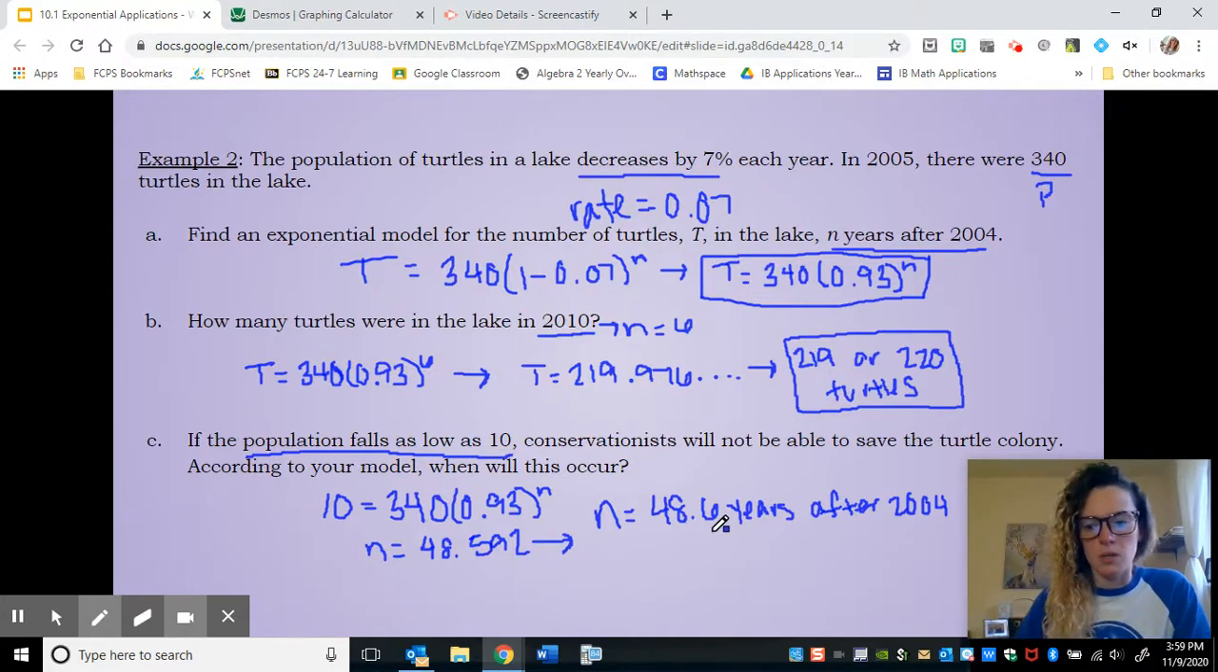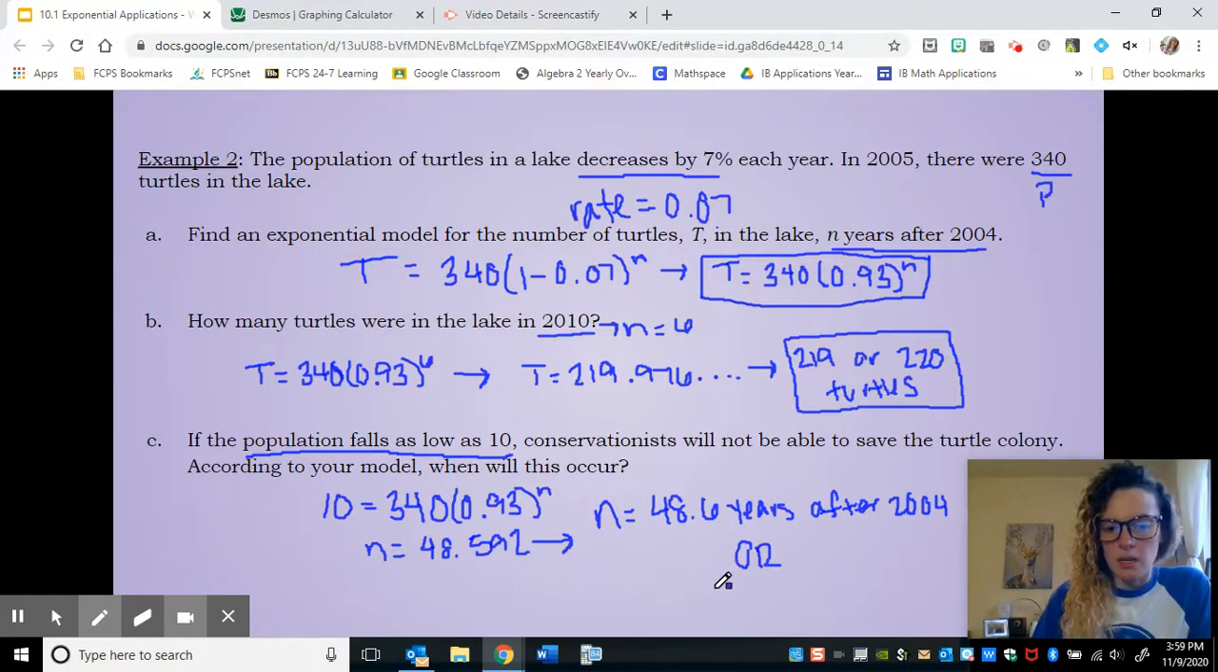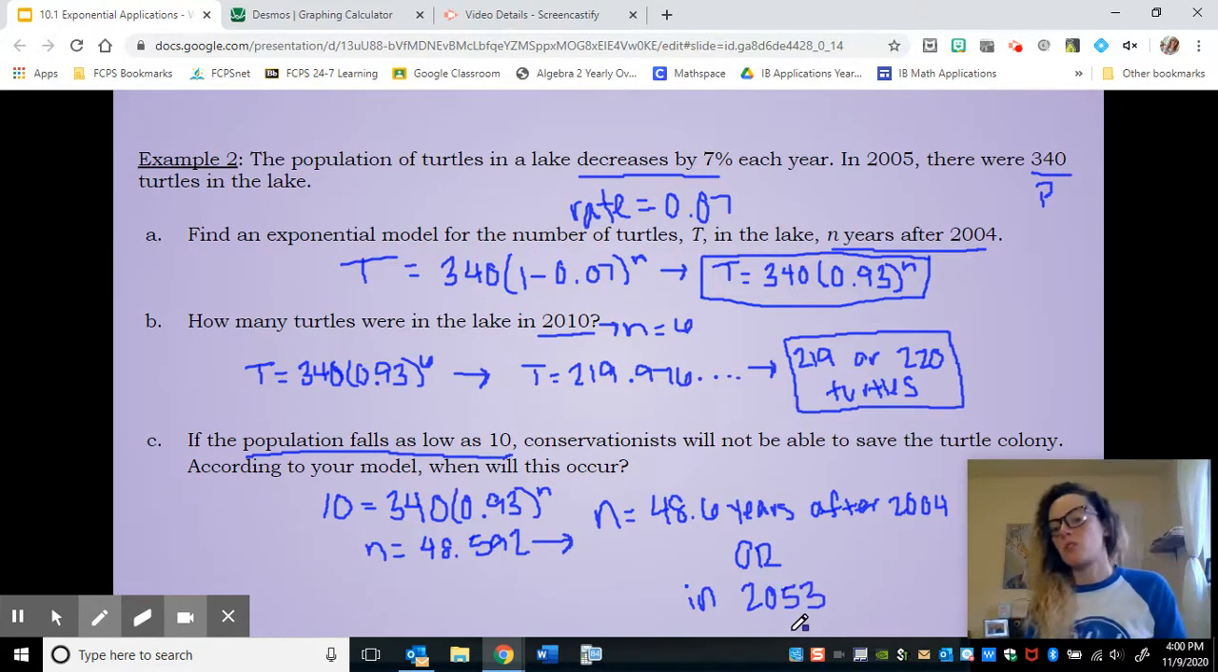Or if I use the table in my TI calculator, I would get 49. And we could also figure out what is, in that case, 49 years after 2004. So I could also say in the year 2053 is when it would happen, since that would be 49 years after 2004. Note that if you do write it that way, saying 2052.6 doesn't make any sense. That's not a year. So if you do choose to write it in that capacity, just make sure you round it to the nearest whole number.